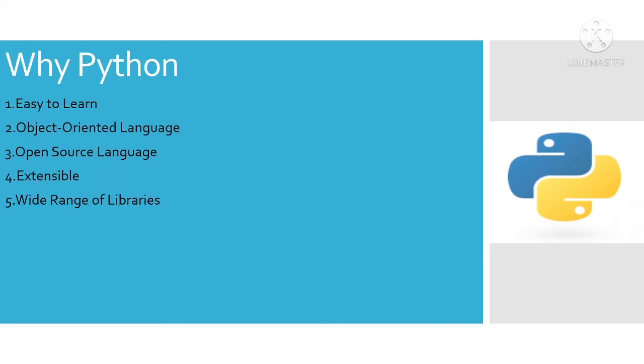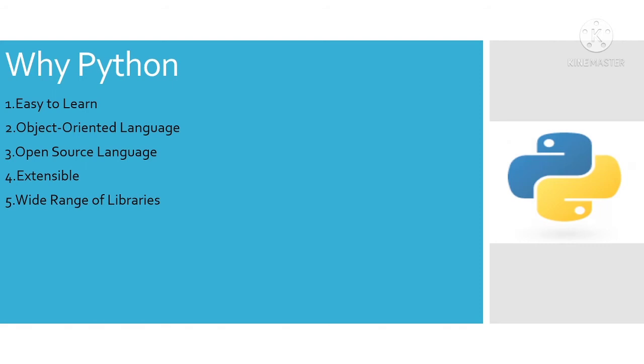Next we can see why we have to learn Python. Because of its features, it is easy to learn. That means we can easily learn Python because of its simple and easily understandable syntax, and it has a huge number of libraries. Next one, object oriented language. Python is an object oriented language. In Python we can create objects, and using objects we can reuse the code, so that it improves the speed of development.